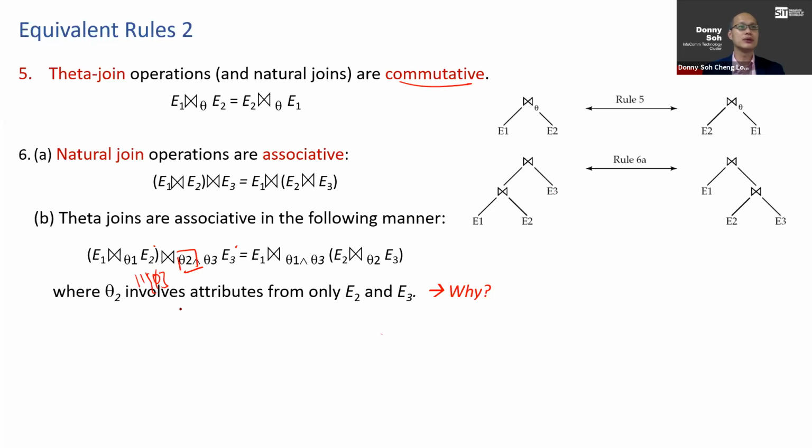So theta joins can be associative in this manner, whereby if theta 2 has attributes only in E2 and E3, this has got to stay. But theta 3 can be taken out of the join.